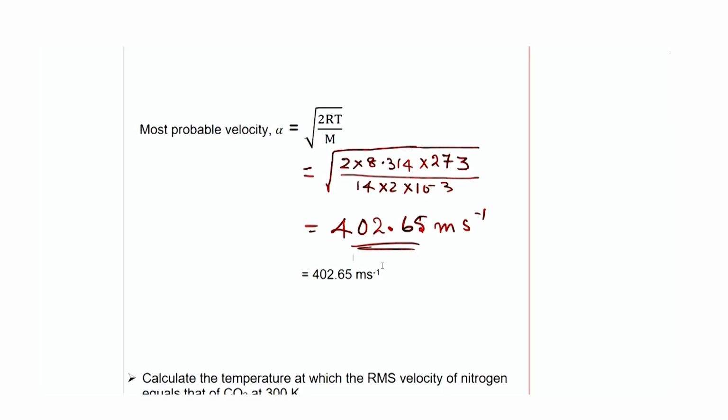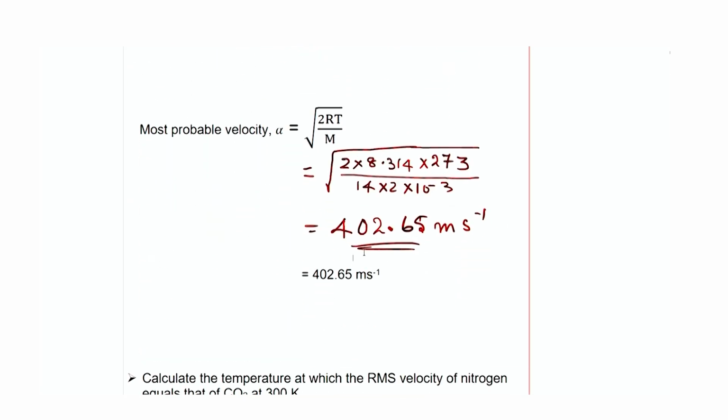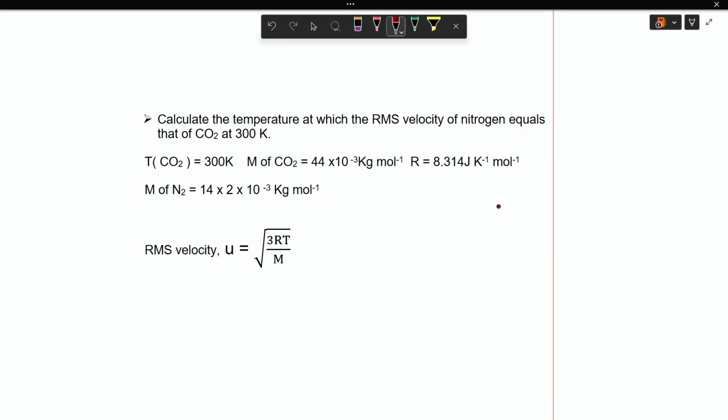Since for one I have shown the units and how we get it, you can do it by yourself. Now, the numerical values I have given, that is 402, and here also you can check that the least value was obtained for most probable velocity, then average velocity, and the highest value was obtained for root mean square velocity. Okay. Let us move on to the next problem.